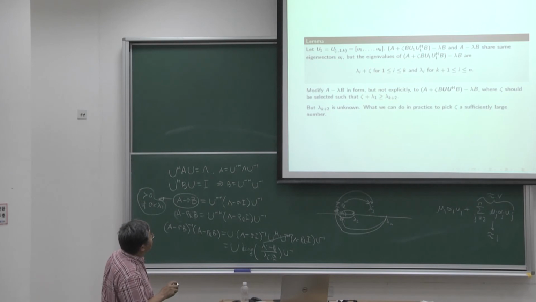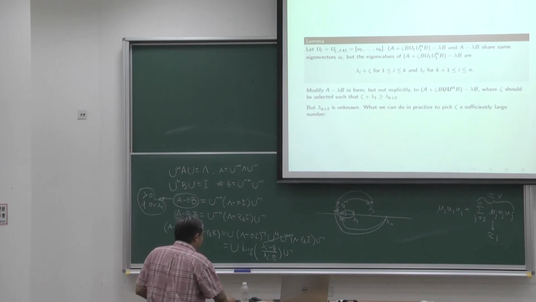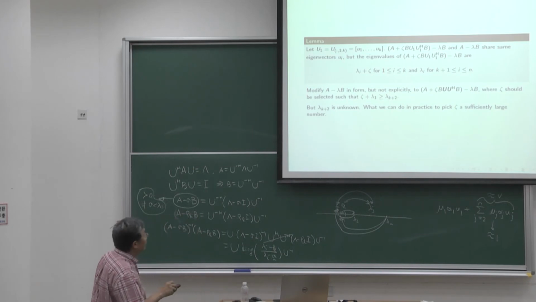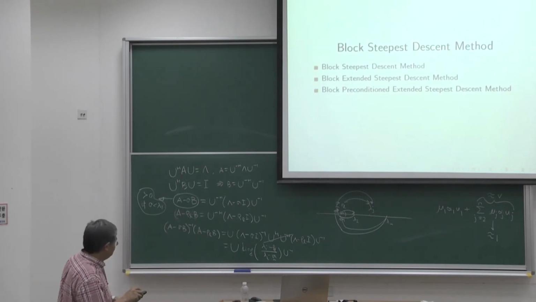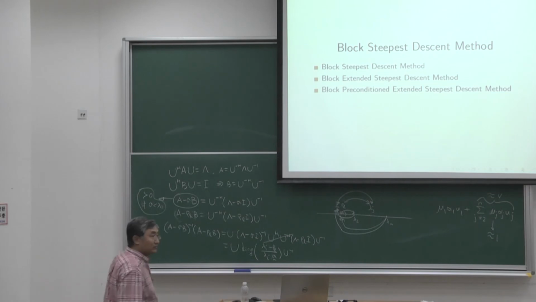But as I said, this lambda k plus 1, we don't know. Somehow we can estimate; you pick a number sufficiently large, and that will do. And so I think I'll stop here.